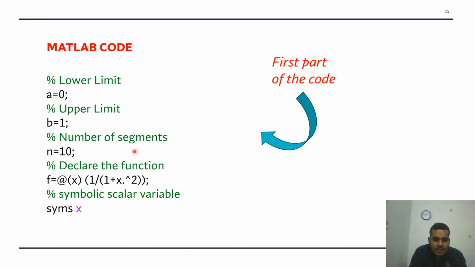And then defining the anonymous function for f(x) as f = @(x) 1/(x² + 1). Now a symbolic scalar variable is defined using syms x, because there is only one variable in our function, x.